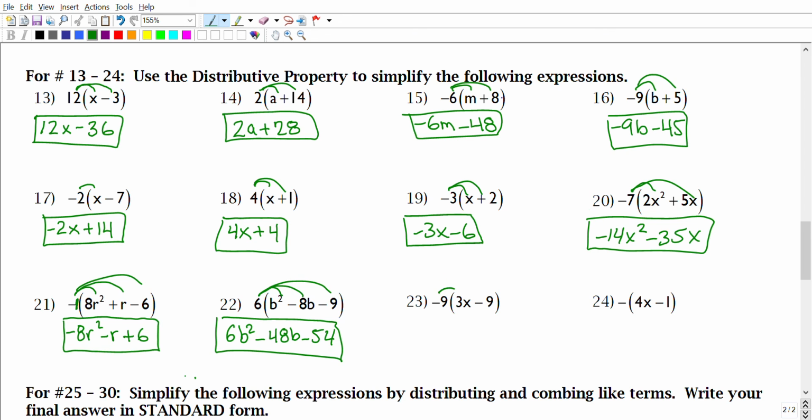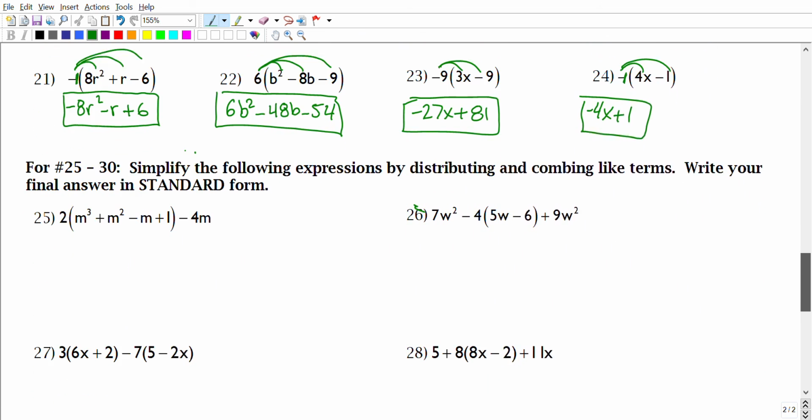Next one, number 23. Distribute that negative 9. So you get negative 27x. Negative 9 times negative 9 is a positive 81. Awesome. All right, and just like number 21 that we did earlier, if we have a negative, we can just write a little 1 here, and we can distribute the negative 1. So I get negative 4x plus 1, and that is our final answer.